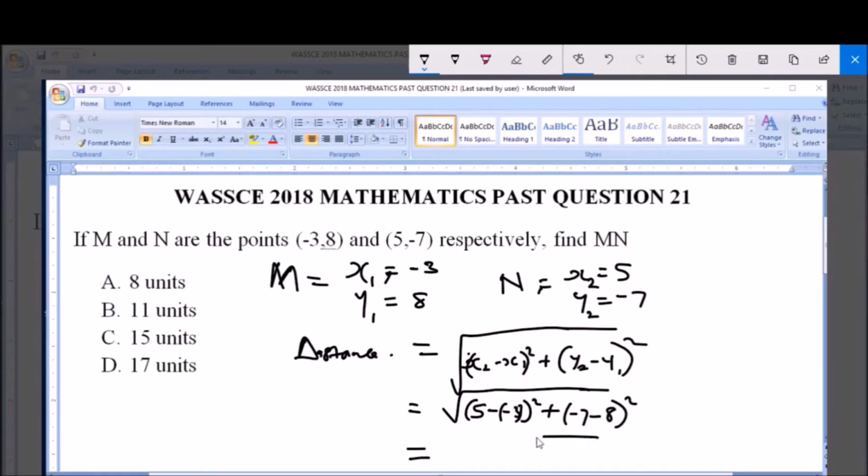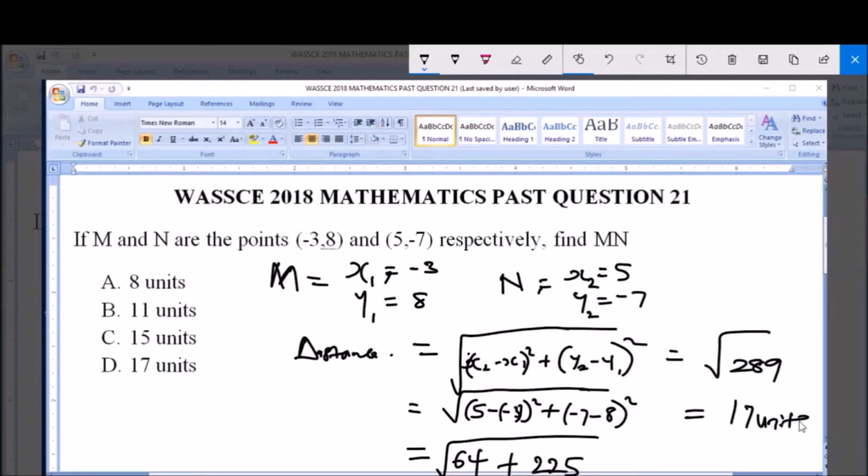Now this is equal to the square root of 5 minus minus 3 will give us 8, and 8 square will give us 64. Now minus 7 minus 8 will give us minus 15, and minus 15 square will give us 225. So this is equal to the square root of 64 plus 225 will give us 289, and square root of 289 is equal to 17 units. So the distance between point M and point N is 17 units, and that is option D.